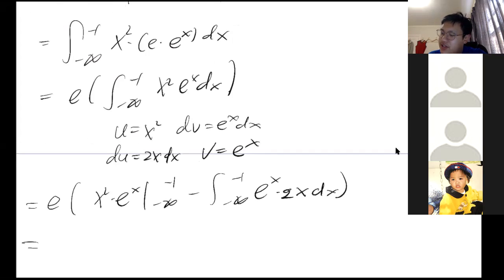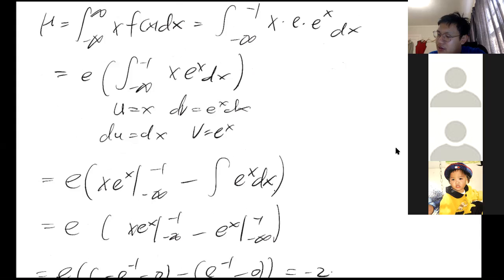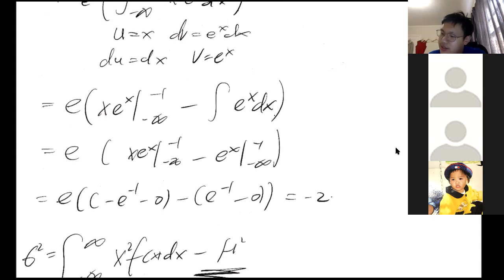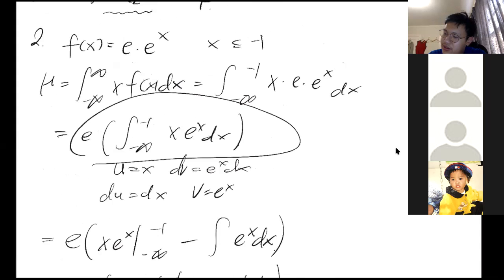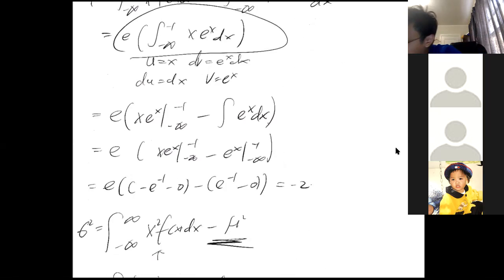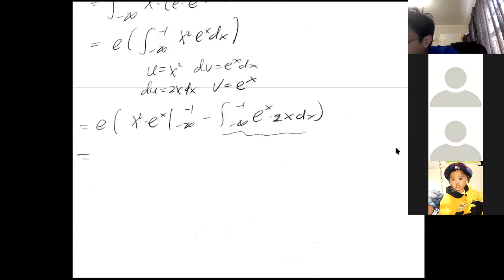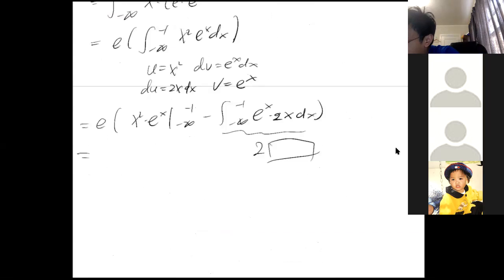For solving this integral, you can do another integration by parts. But remember, at the beginning, we have already calculated this integration. We have already calculated the result. This is equal to -2 over e, because after we times e, it goes to -2. So this is just like 2 times the integration we had there.